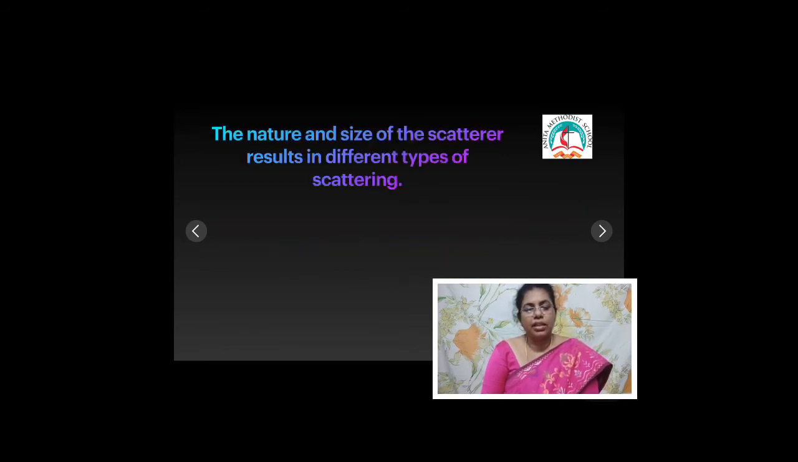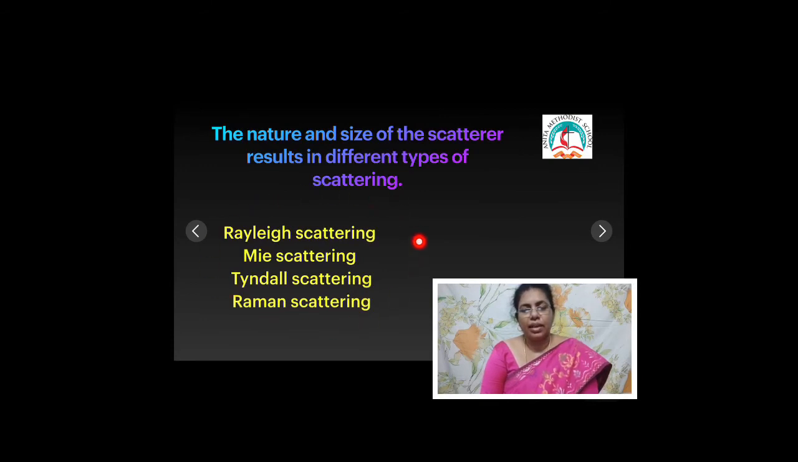The nature and the size of the scatterer result in different types of scattering. Let's see the different types of scattering. They are Rayleigh scattering, Mie scattering, Tyndall scattering and Raman scattering.